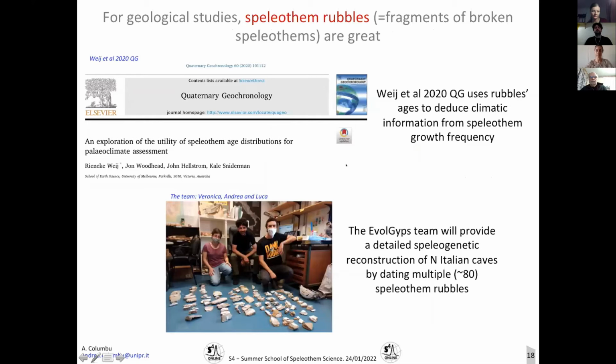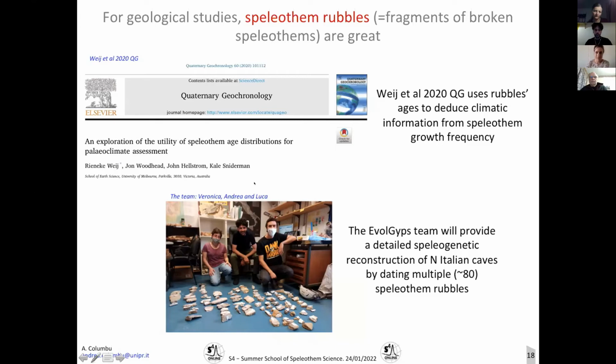And also for geological studies, I mean for geomorphological reconstruction, speleogenetic reconstruction, it is very good to work on speleothem rubbles, that are fragments of broken speleothems. And for example, in this work by Wade et al. in 2020, they carried out a project using rubble ages to deduce climatic information from speleothem growth frequency.